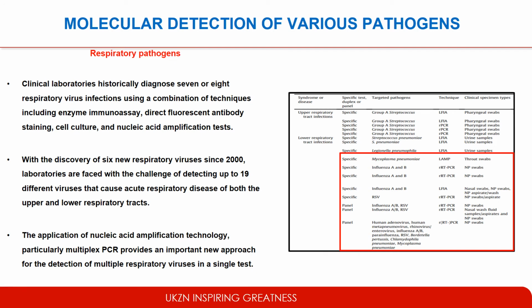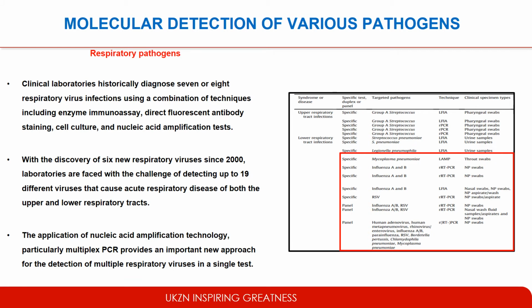Let's go on to respiratory pathogens. Clinical laboratories historically diagnose 7 or 8 respiratory virus infections using a combination of techniques which include ELISAs, antibody staining assays, cell culture, and also molecular-based assays such as nucleic acid amplification tests, with the most common being the PCR. With the discovery of 6 new respiratory viruses since the year 2000, laboratories are now faced with the challenge of detecting up to 19 different pathogens from a single sample, which is associated with upper and lower respiratory tract infections.